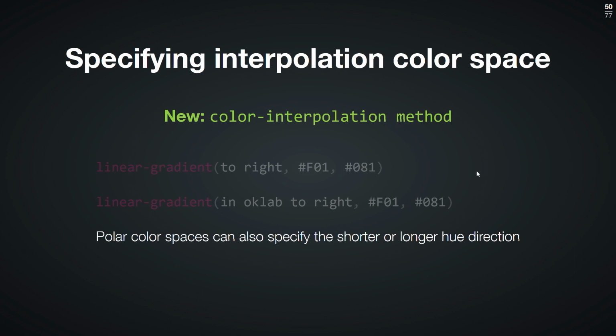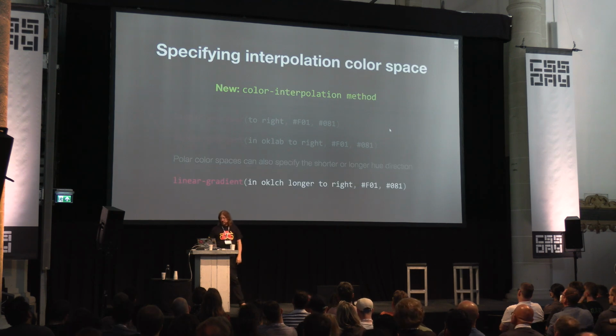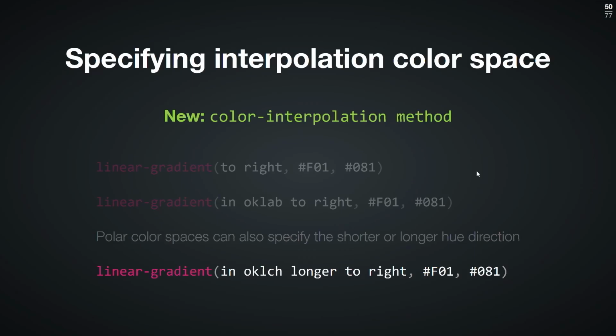If you're mixing in a polar space, so you're mixing two hues like this, you could go the short way around or the long way around. And we again let you pick which one you want. There we are. I said I want the longer way around.